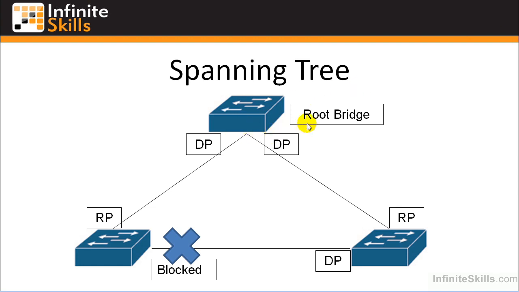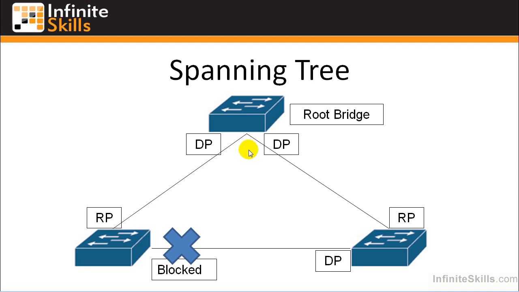On the root bridge, by virtue of the fact that it is the root bridge, every port is a designated port, meaning that it will always forward traffic out all of its ports. None of them will be blocked, and we'll get into the blocked port state in just a second. Now, obviously, both of these switches have two paths to the root. We have a path that's directly connected, and we have a path through the other switch.